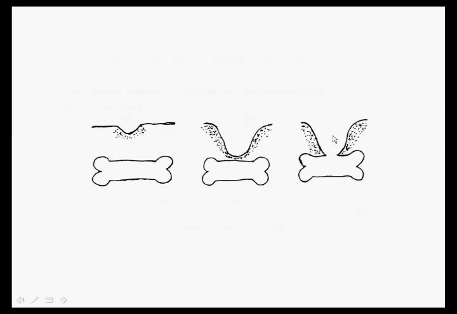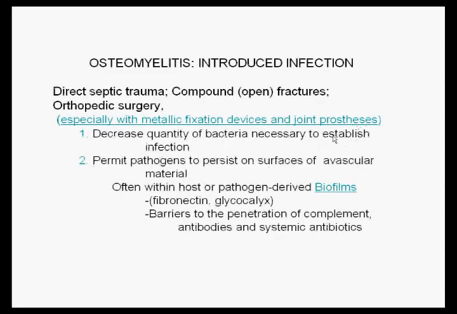So the third type of osteomyelitis is introduced infection, and that's by direct septic trauma. That would be an open fracture, or like we were talking before, a dog bite or a human bite where they went right into the bone. But the main one is orthopedic surgery, especially when metallic fixation devices or joint prostheses are put in. They introduce foreign bodies, decrease the quantity of bacteria necessary to establish an infection, and permit the pathogens to persist on the surface of these avascular materials.